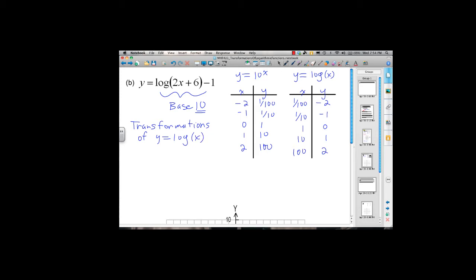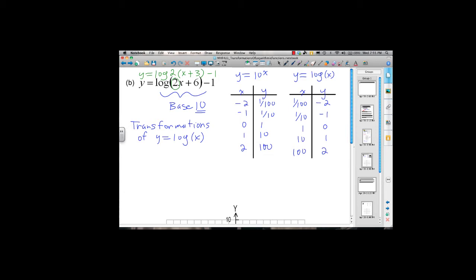Now, what we might want to do, if we're picturing this particular function, one thing we did not have to worry about in the first example was the coefficient on x. In this case, I actually have a 2 in front of that. From past experience, anytime the k value is not already factored out, we should do that. So I'm going to rewrite that equation as y equals log of 2 times (x plus 3) minus 1.